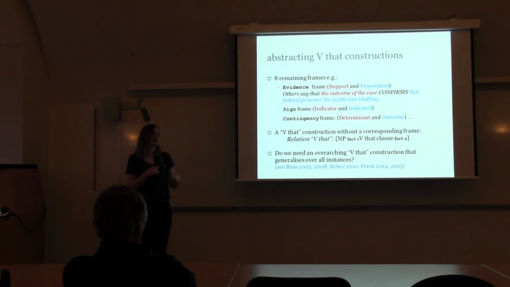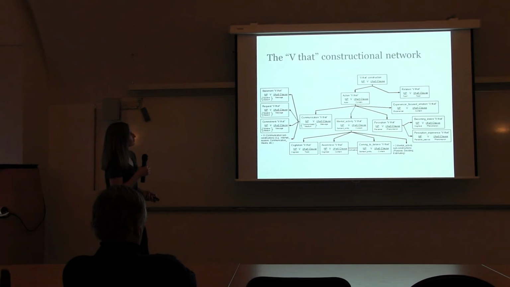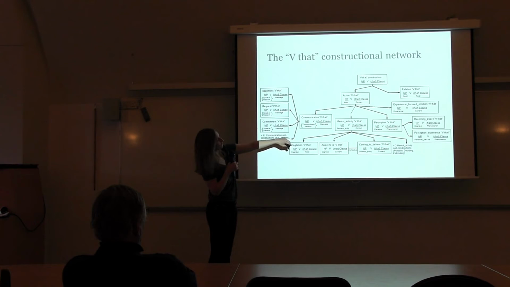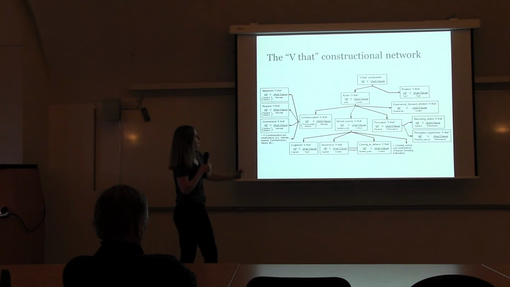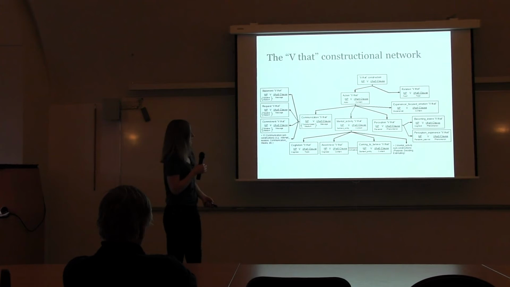So this is an example of the network, an example of a bit of our constructicon relating to the VThat construction. So here we've got the various constructions, communication VThat, mental activity, perception. I don't know if you can see all of these. The emotion one, where we've got the form and the meaning in those constructions. And all of these relationships are inheritance relations, so we've got the sub-constructions here. There's just one different relation, which is a horizontal relation, which we've used for the inchoative. Coming to believe is the start of an awareness process.